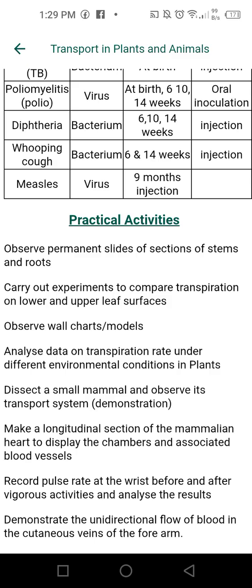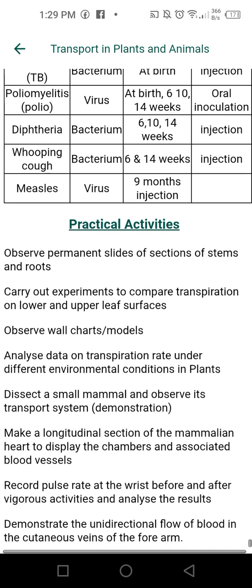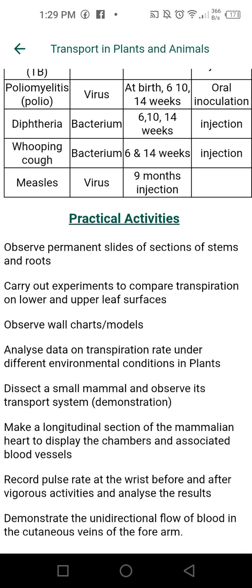Dissect a small mammal and observe its transport system. Demonstration: make a longitudinal section of the mammalian heart to display the chambers and associated blood vessels. Record pulse rate at the wrist before and after vigorous activities and analyze the results. Demonstrate the unidirectional flow of blood in the cutaneous veins of the forearm.